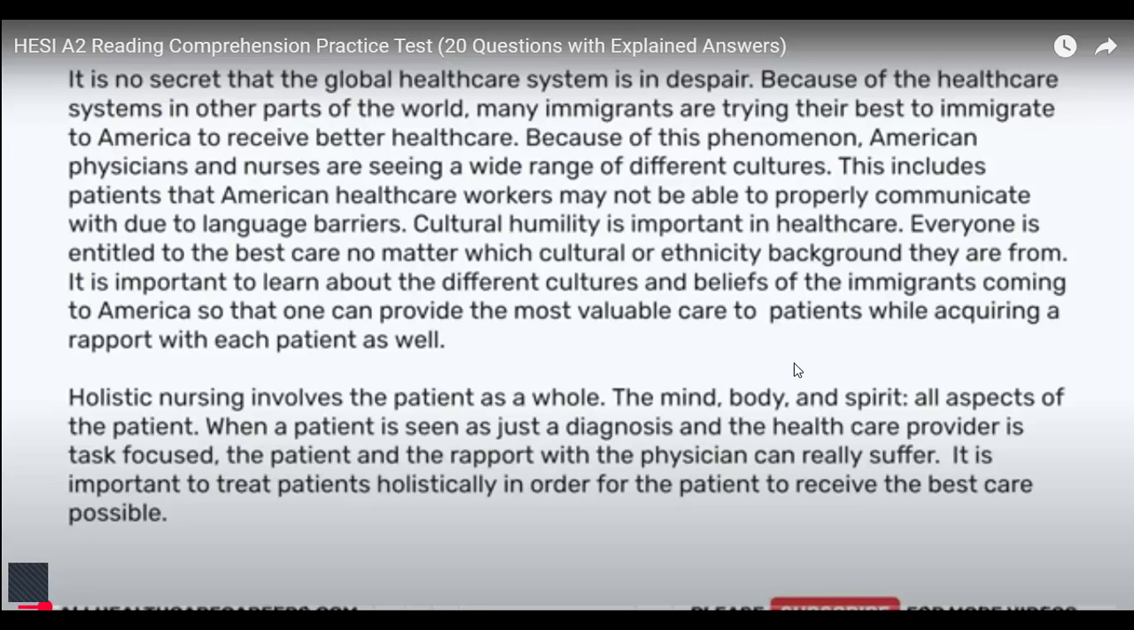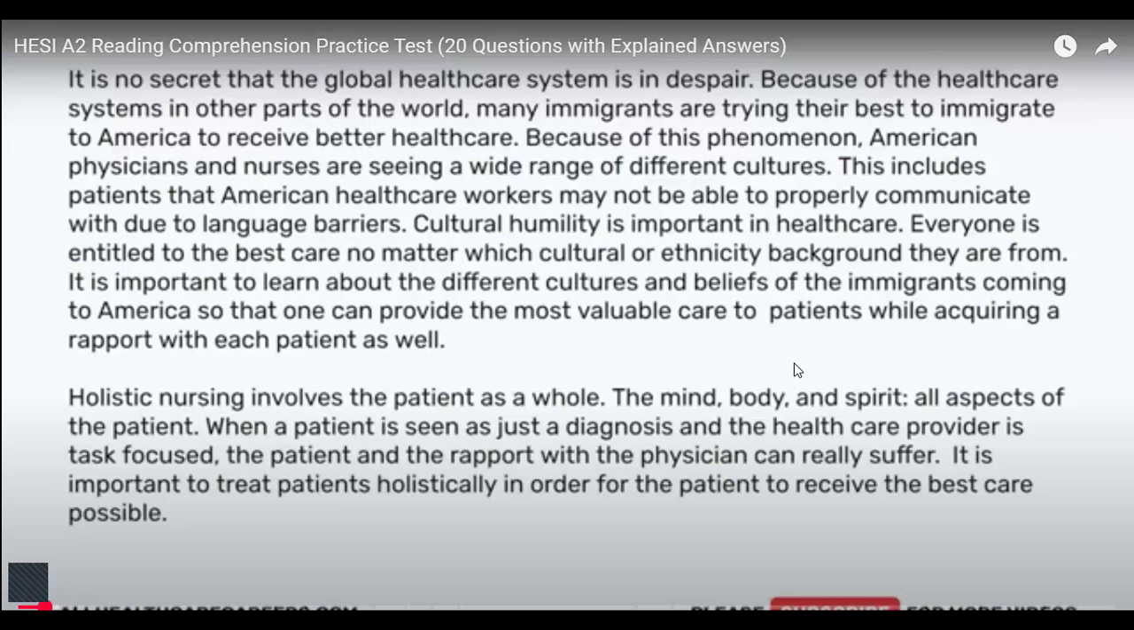So let's go ahead and do an example. It is no secret that the global healthcare system is in despair. Because of the healthcare system in other parts of the world, many immigrants are trying their best to immigrate to America to receive what? Better healthcare. Okay, so immigrants are immigrating to America to receive better healthcare. Okay, so now because of this phenomenon, American physicians and nurses are seeing a wide range of different cultures, right? Now they're leading into the problems. They're going to give you solutions for these.